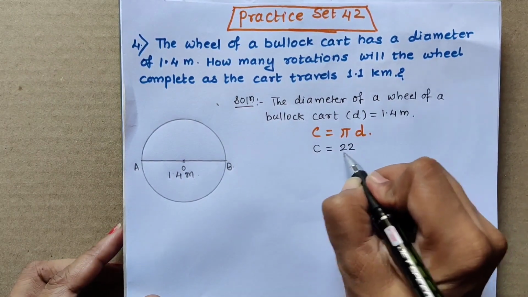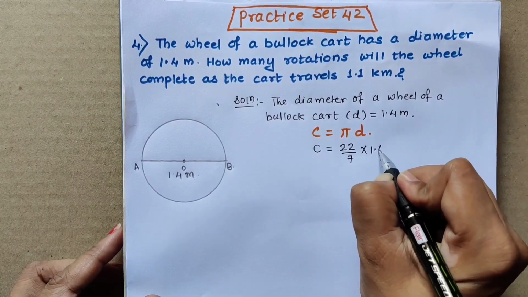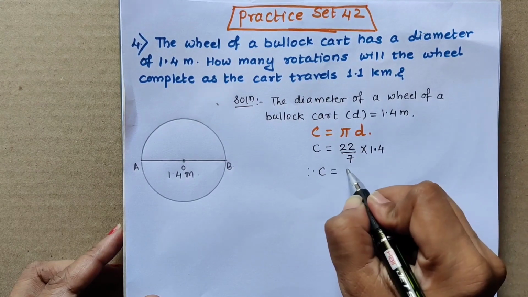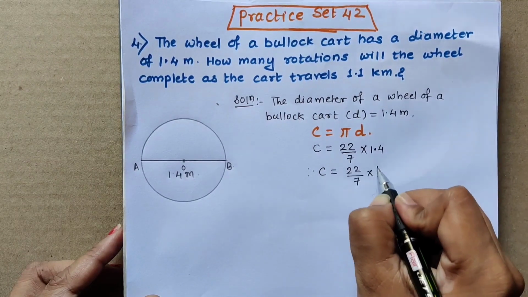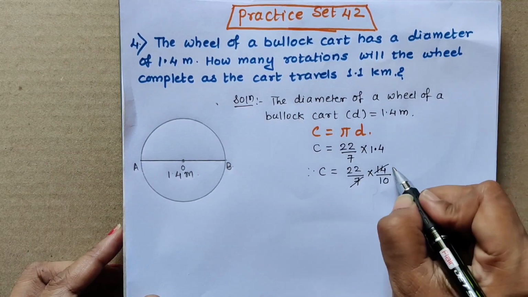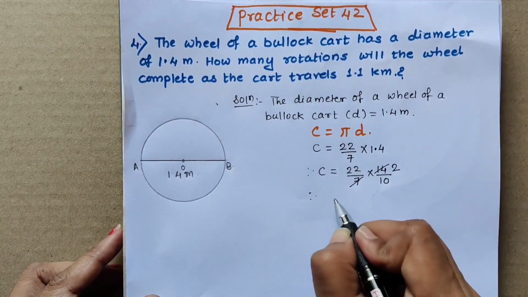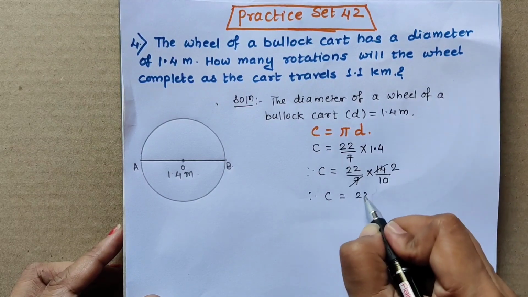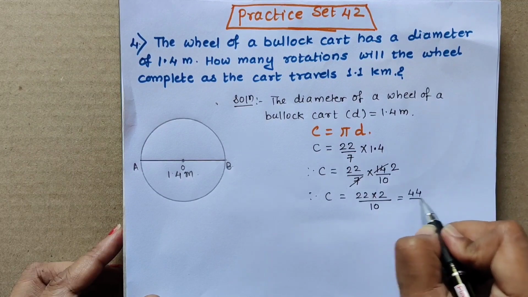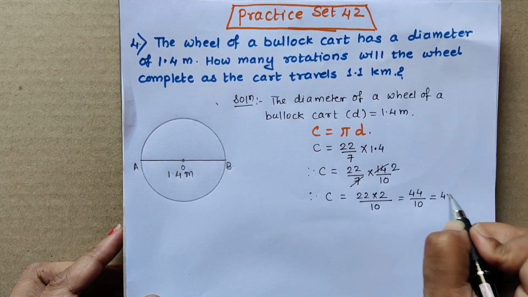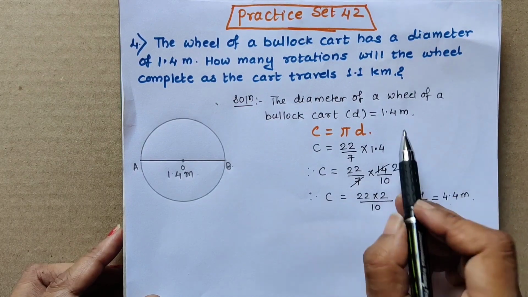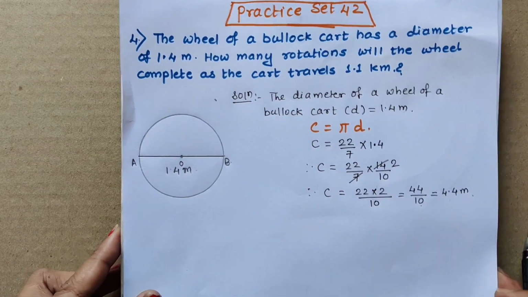Circumference is equal to 22 upon 7 multiplied by d, which is 1.4. If you want, you can write 1.4 as 14 upon 10. So 22 upon 7 multiplied by 14 upon 10. 7 ones are 7, 7 twos are 14. So C is equal to 22 into 2 upon 10. That means 44 upon 10, which is equal to 4.4. It is in meter because diameter is in meter.